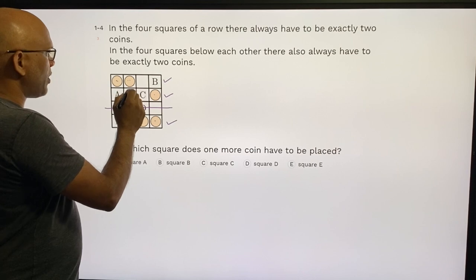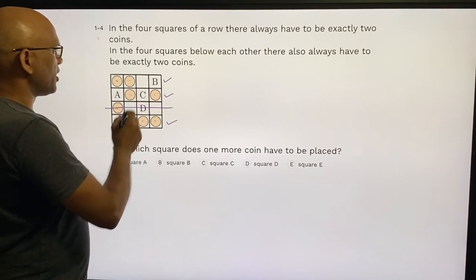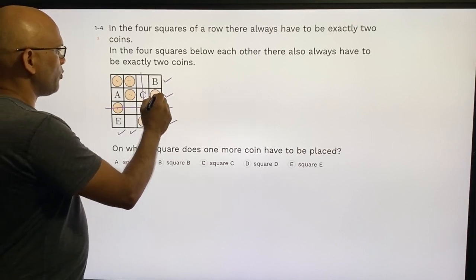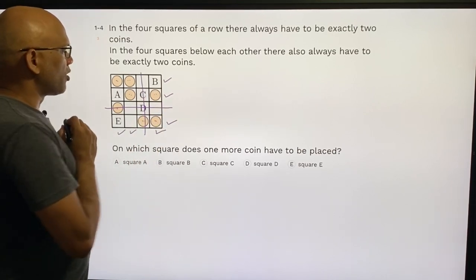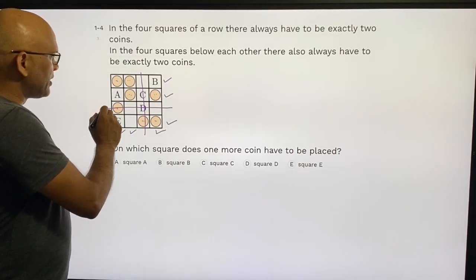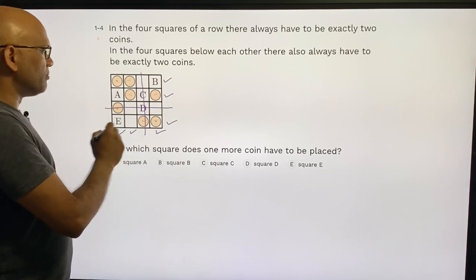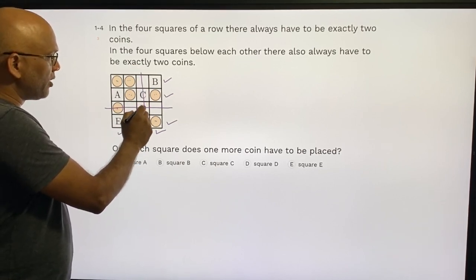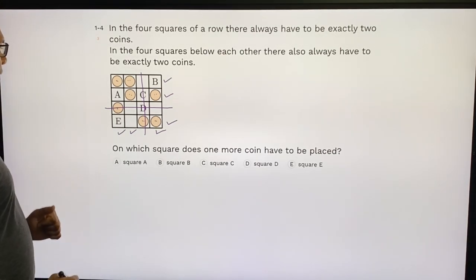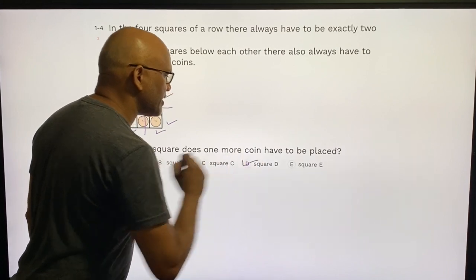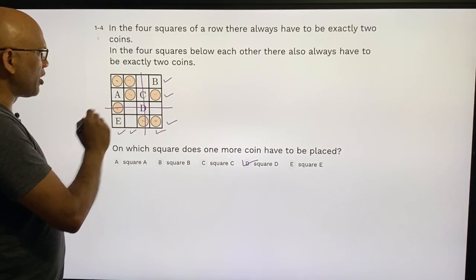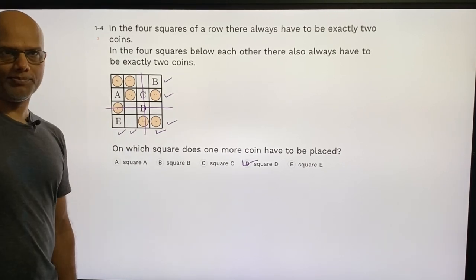This second column is also done. Here, I can see only one coin, so let me mark this. Here, two. So this column is also done. So I need one more coin on this row and on this column. So if I put the coin in the intersection, they will satisfy both the condition, right? So the correct choice is D, right? If I put one more coin here, there will be two on this column, there will be two on this row as well.